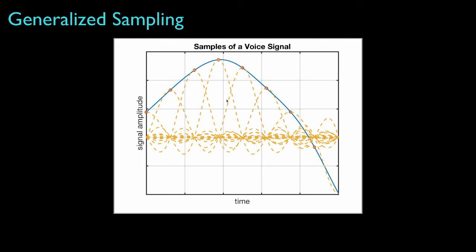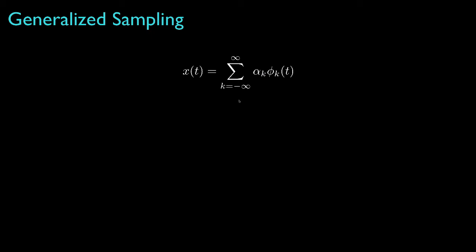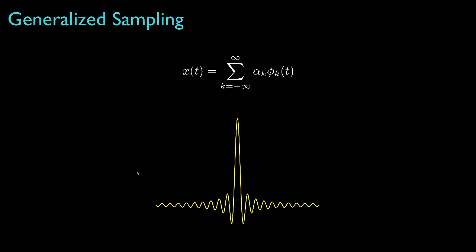Generalized sampling is the idea of representing a signal x of t as a superposition of some fundamental signals, phi sub k of t, that we refer to as the basis signals or the basis set. If we use sinc functions for the basis, for instance, a single basis function, perhaps for k equals 0, might look something like this.